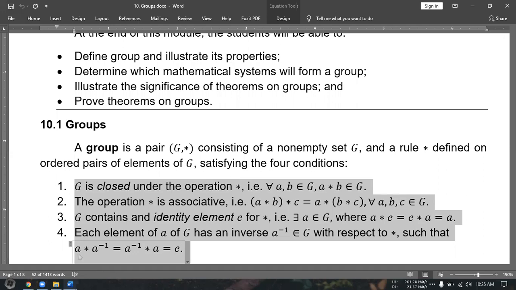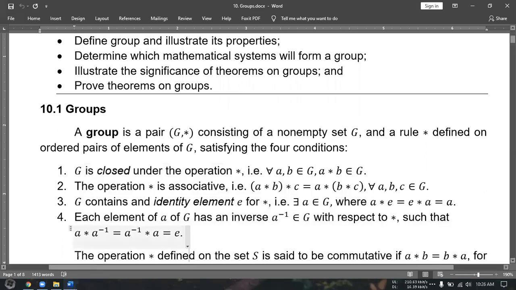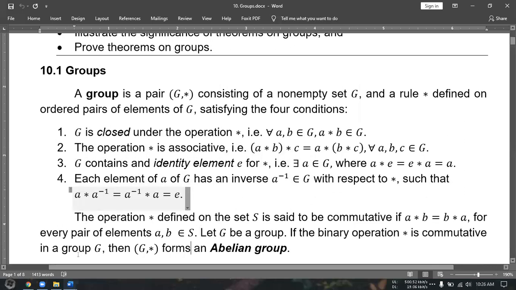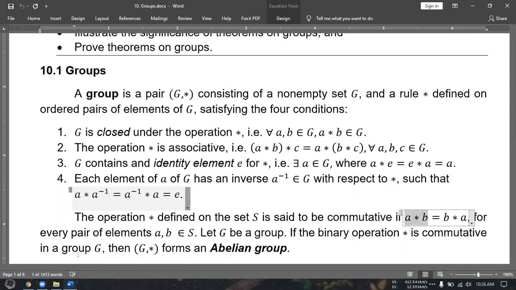Now, if the pair is a group, there is this special group that satisfies commutativity. We term this as a commutative group, or other term for that is the abelian group. The operation star defined on set S is said to be commutative if, by commutative law, A star B is just the same as B star A, for every pair of elements A, B, element of S. Okay.